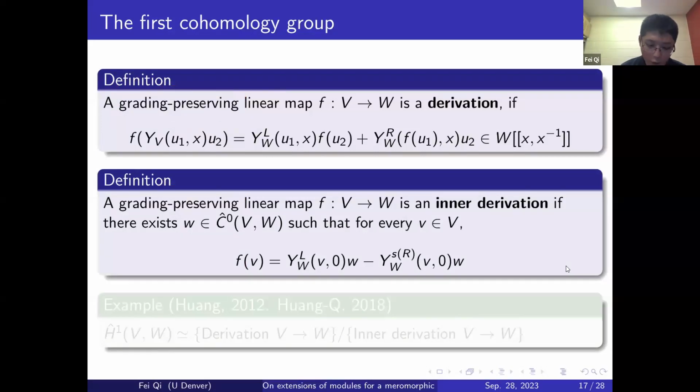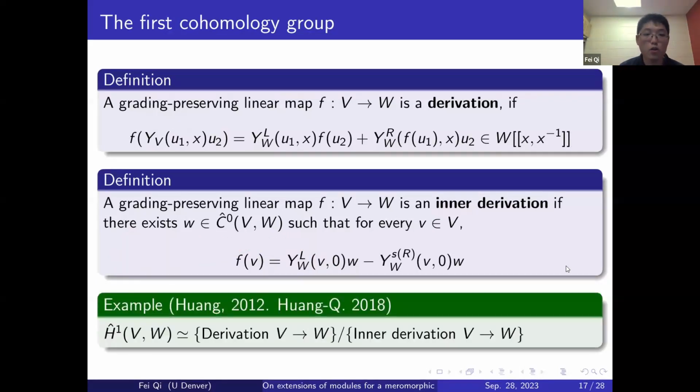Moreover, a gradient preserving linear map is called an inner derivation if it's given by the action of an element. So there exists an element w inside the zeroth Cauchy complex such that f of v equals the left action of v on w subtracted by the right action of v on w. In the associative algebra case, this corresponds to f of v equals v times w minus w times v. This is what we call the inner derivation. Then, just as for an associative algebra, the first cohomologies are isomorphic to the spaces of outer derivations, namely the quotient by the inner derivations.